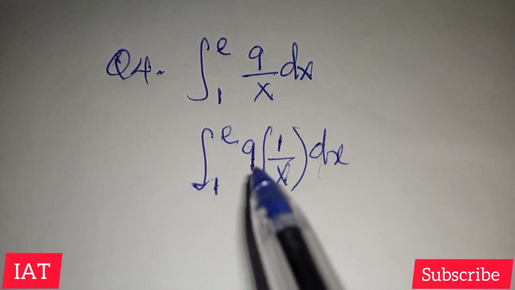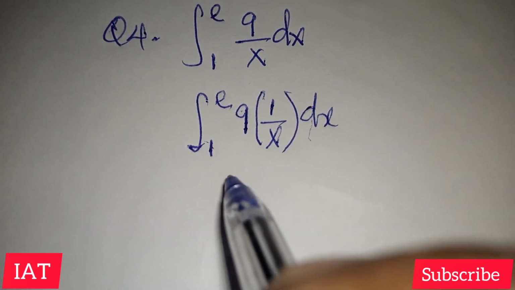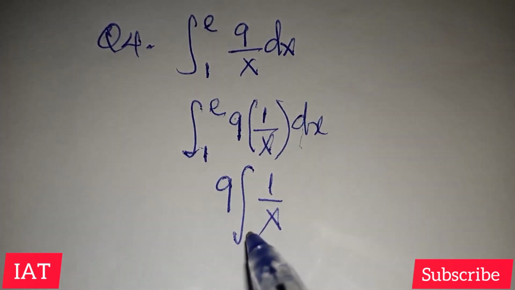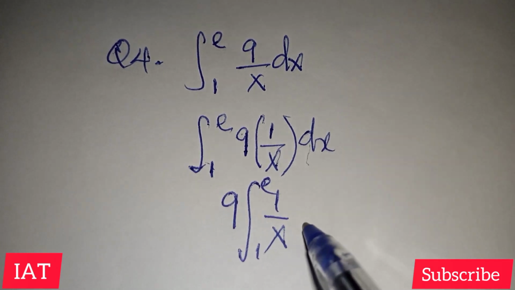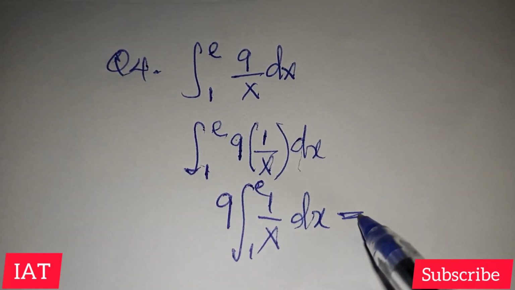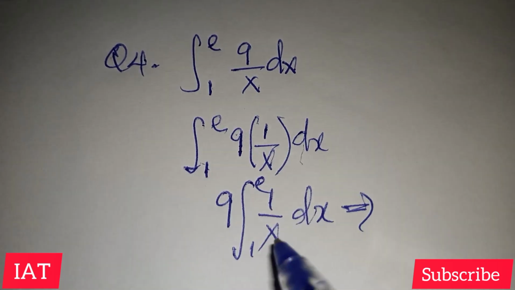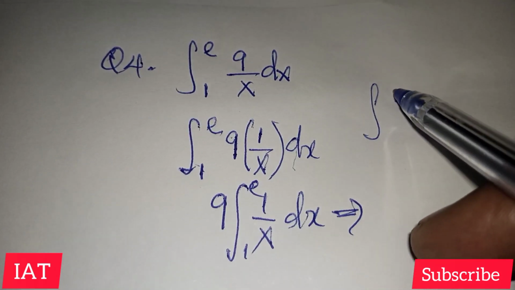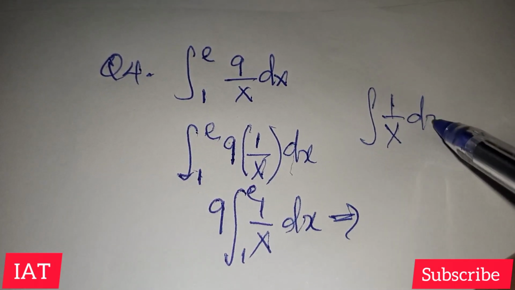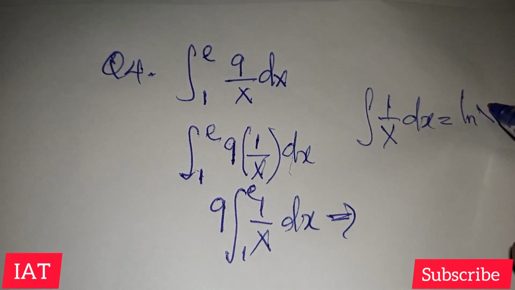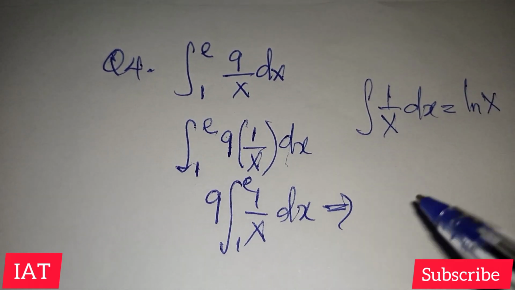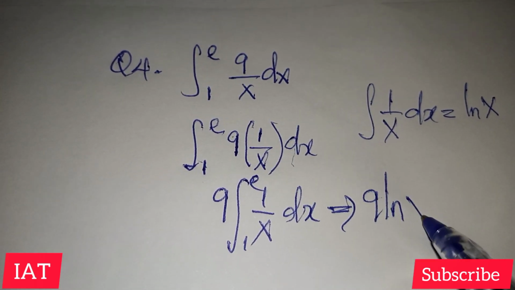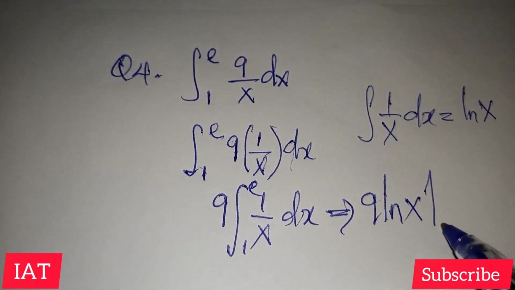So what do we need to do? This is a constant, so let's take it out. So we have 9 times the integral of 1 over x dx from 1 to e. So essentially the integral of 1 over x dx is ln x. Alright, so here we have 9 multiplied by ln x. That's the integral of this from 1 to e.